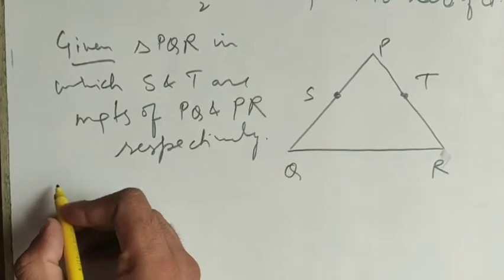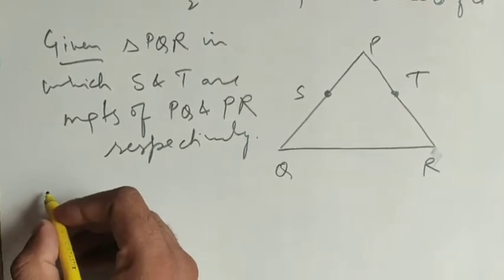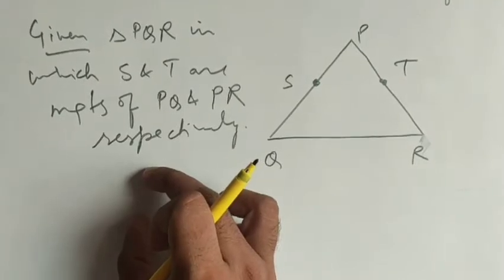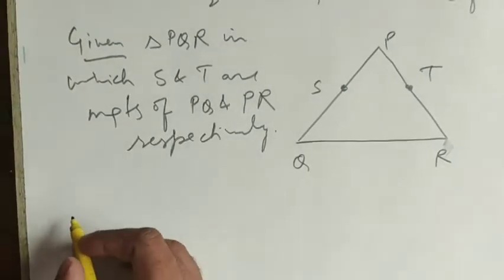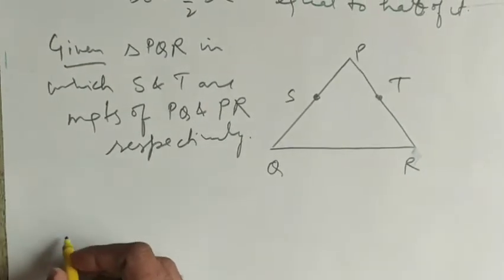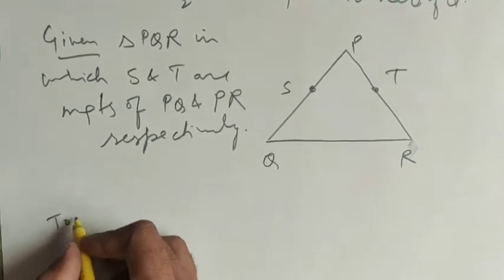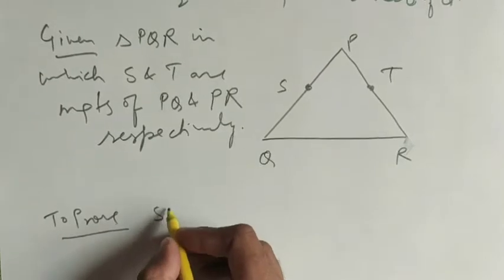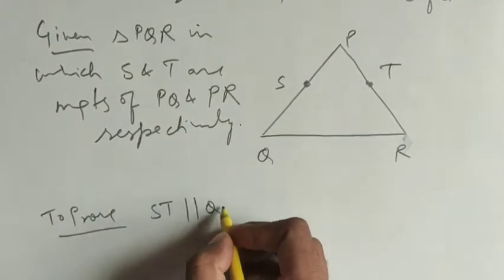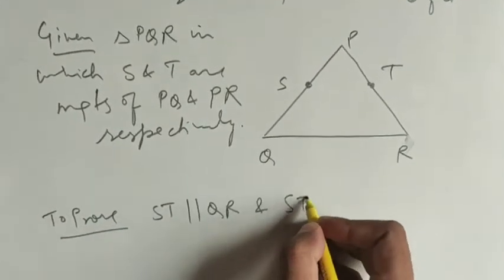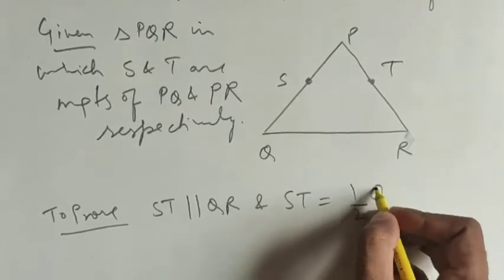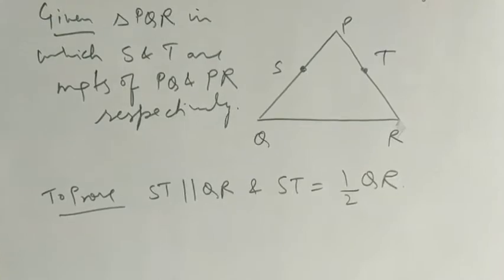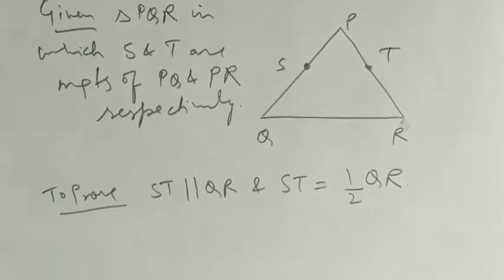Now what we need to prove. If we want to do any construction, I will leave this space because I don't know whether I have to do construction or not till now. So now I will write, to prove what we want to prove: ST is parallel to QR and ST will be half of QR. This is what we are looking for. ST parallel to QR and ST is equal to half of QR.